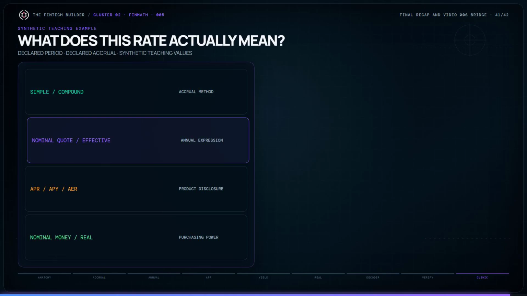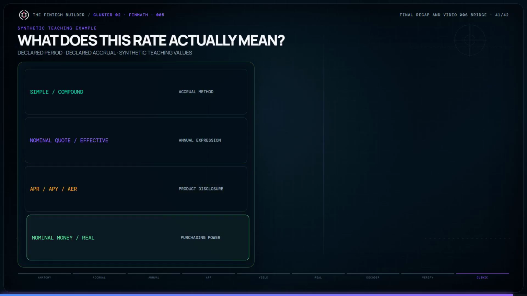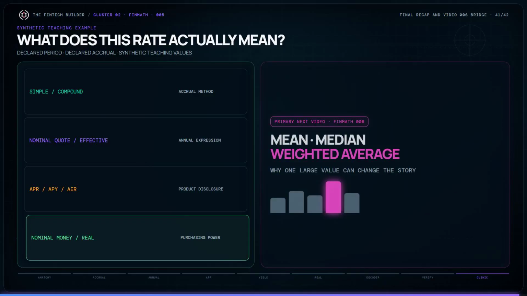Simple versus compound tells us which balance earns interest. Quoted nominal versus effective tells us how periodic compounding becomes a one-year result. APR describes regulated borrowing cost. APY and AER describe savings yield under prescribed rules. Nominal versus real tells us whether inflation has been removed. Next, we move from rates to data summaries, mean, median, and weighted average, and why one unusually large value can completely change the story.